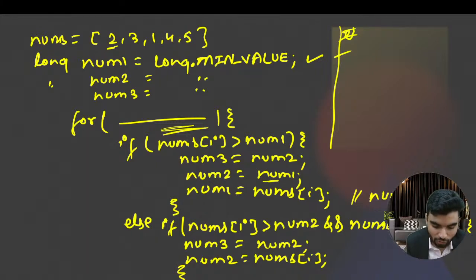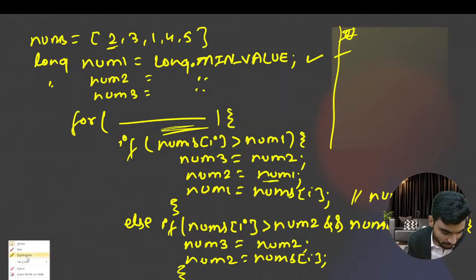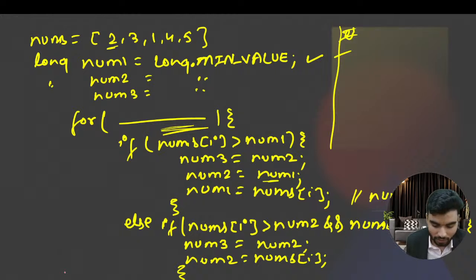So if we have 3 as a value, you can see the upcoming value is greater than num1. Num1 is what? Num1 is basically here. I'll change the color for pointing out. So here you can see, this upcoming value is 3 and this is 2. So what will happen? Upcoming value is greater.